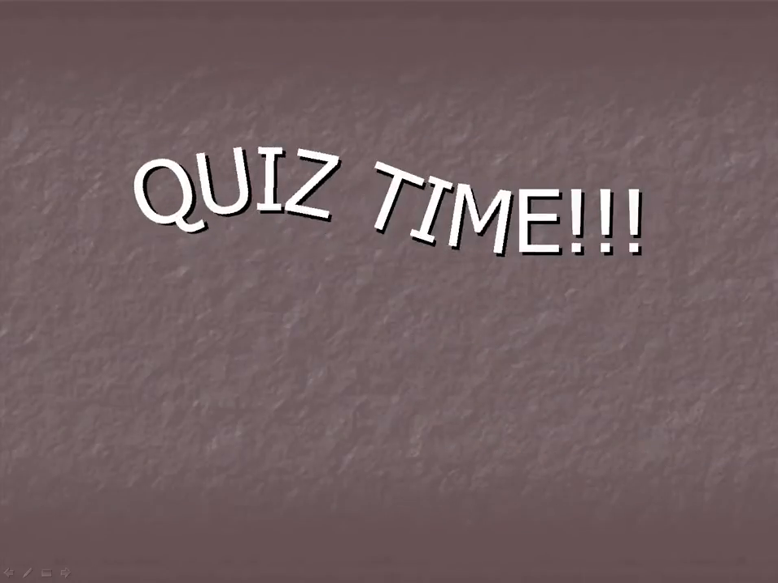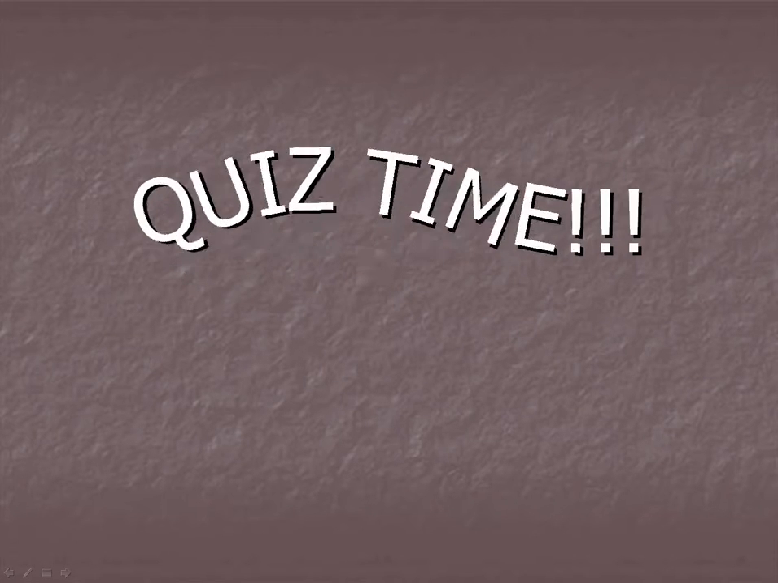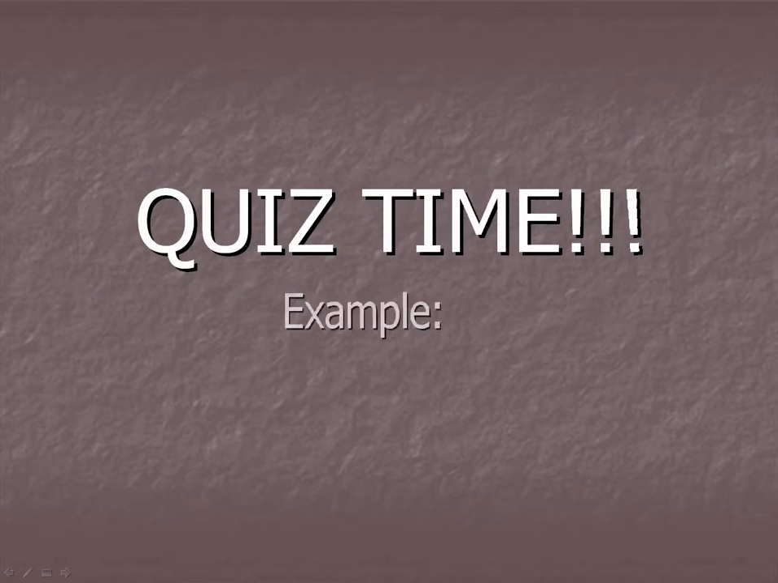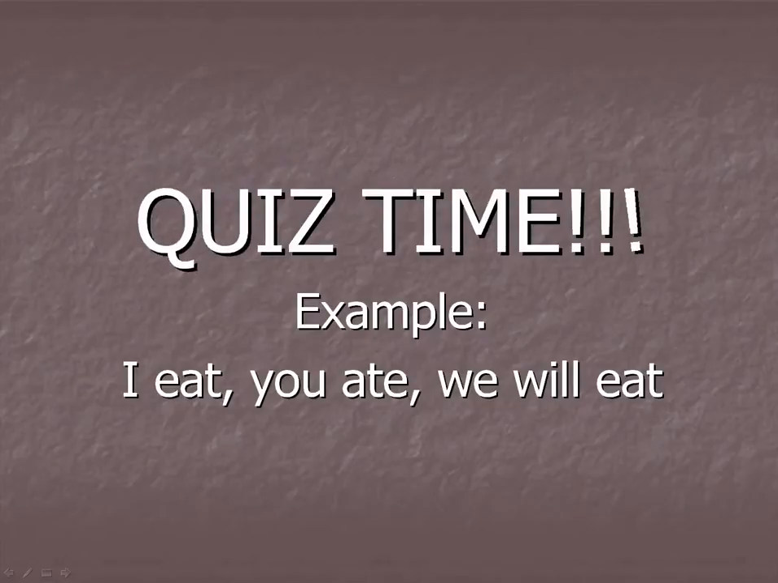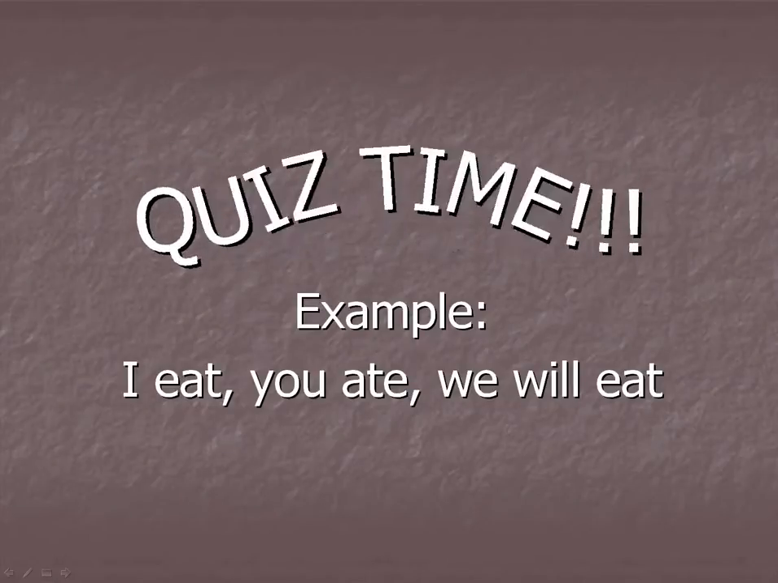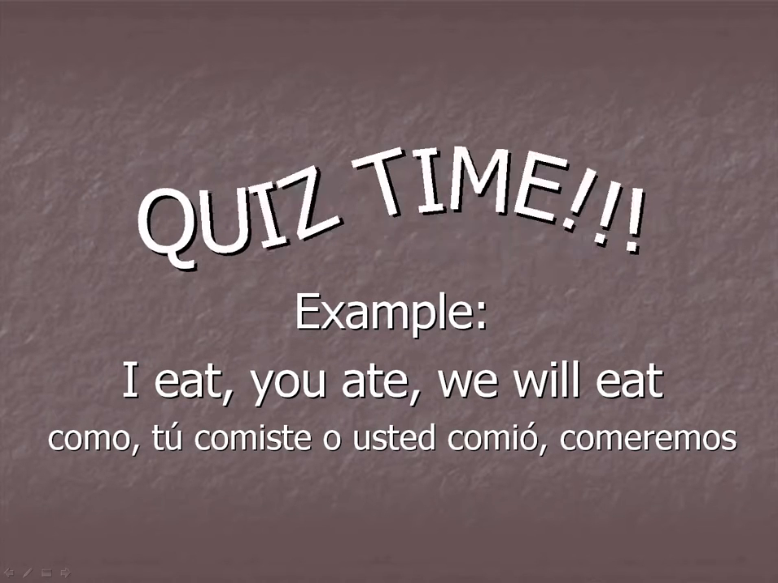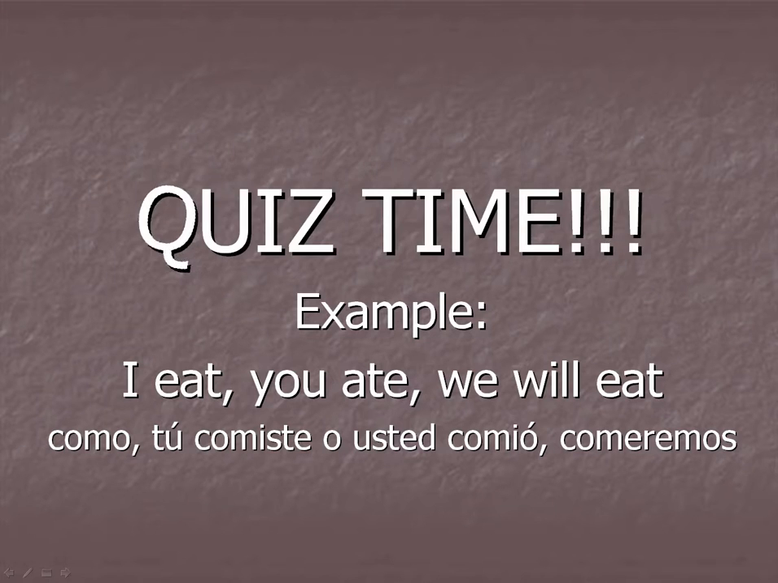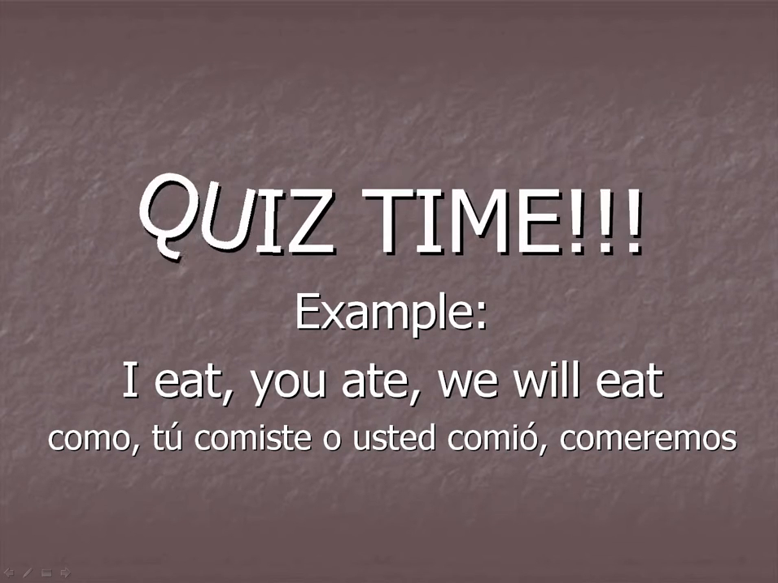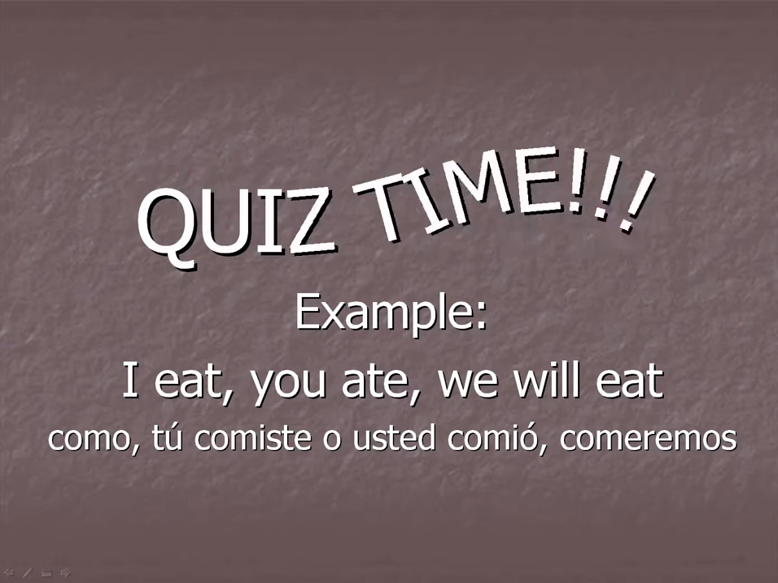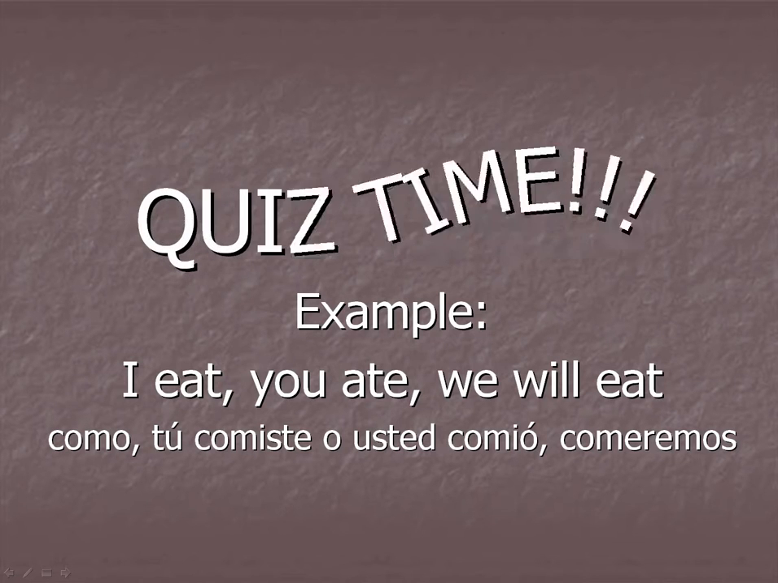Okay, so here's a little quiz we're going to do to cover what you just learned. It's going to cover all 16 verbs and 3 tenses at random. So, for example, you're going to see I eat, you ate, we will eat. I'm going to give you a couple seconds, and hopefully you will say, yo como, tú comiste, usted comió, y nosotros comeremos. Now, a lot of these are going to be irregular. I'm going to mark them with an asterisk. Just try your best with those. All right, let's get started. Oh, also, for the you form, I want you to practice using both the informal, tú, and the formal, usted.